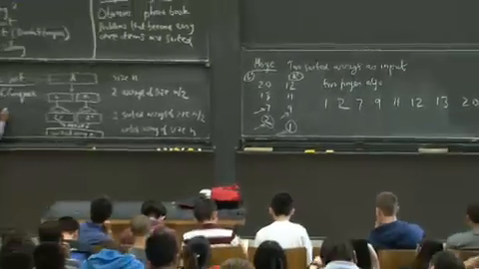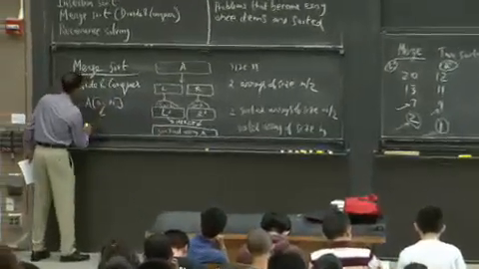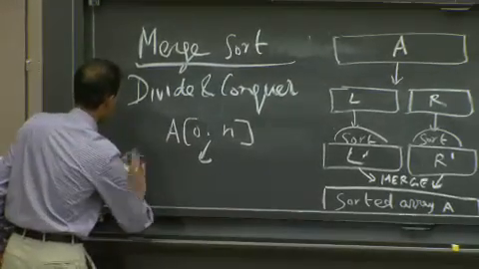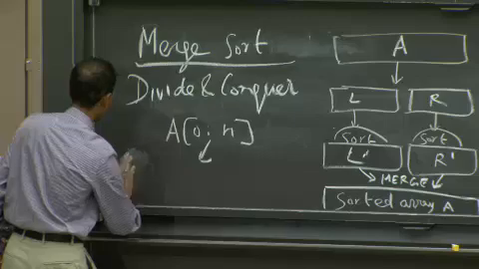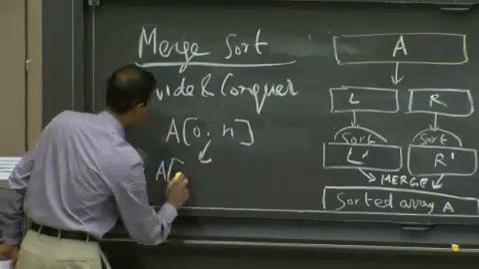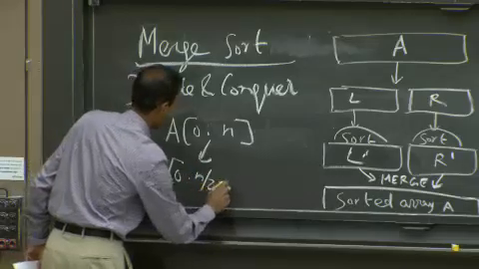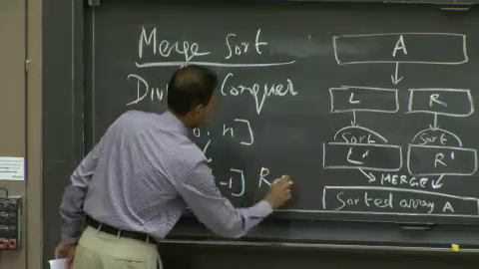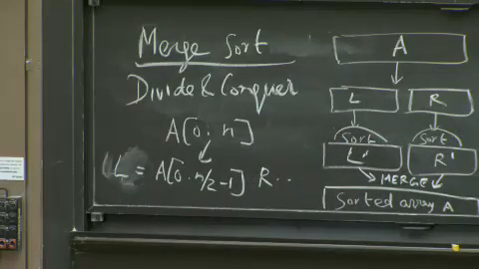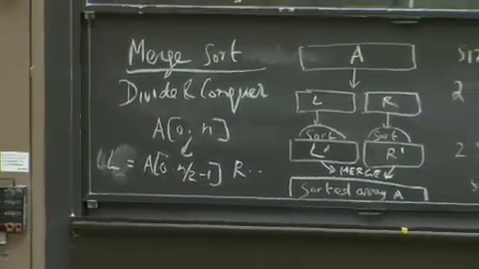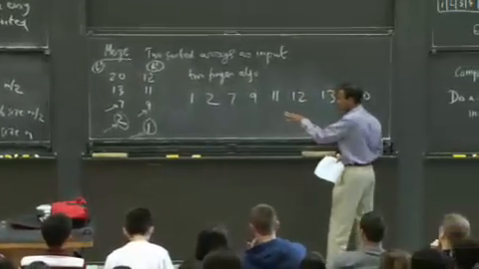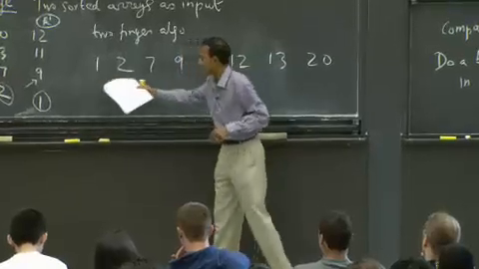If you have an array, A0 through n, then depending on whether n is odd or even, you can imagine that you set L to be A0 through n/2 minus 1, and R similarly. And so you just split it halfway in the middle. And I'll talk about that a little bit more. There's a subtlety associated with that we'll get to in a few minutes.